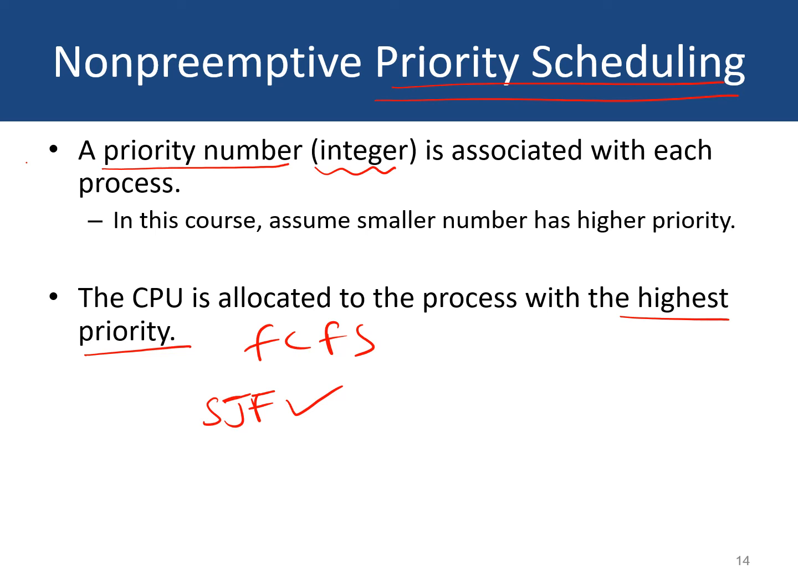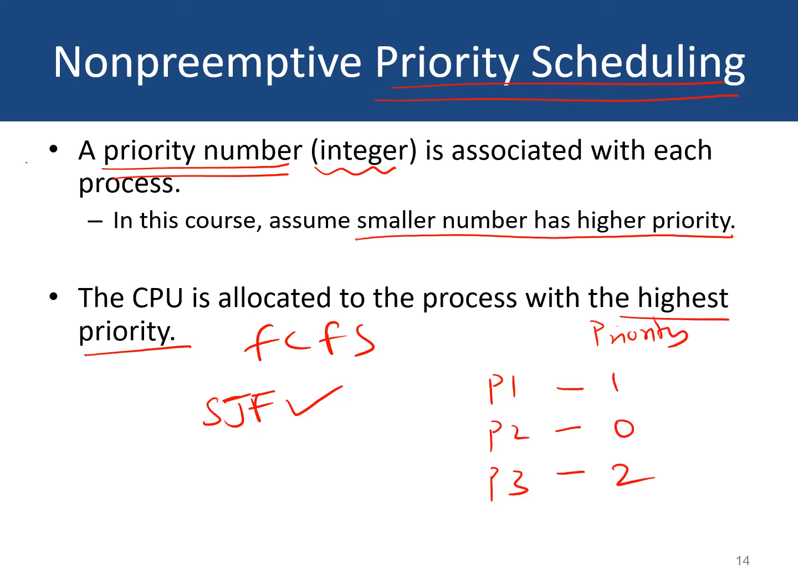Now, having said that, different operating systems have a different convention to interpret the priority number associated with each process. In this course, unless stated otherwise, we'll always assume that a smaller number indicates a higher priority.